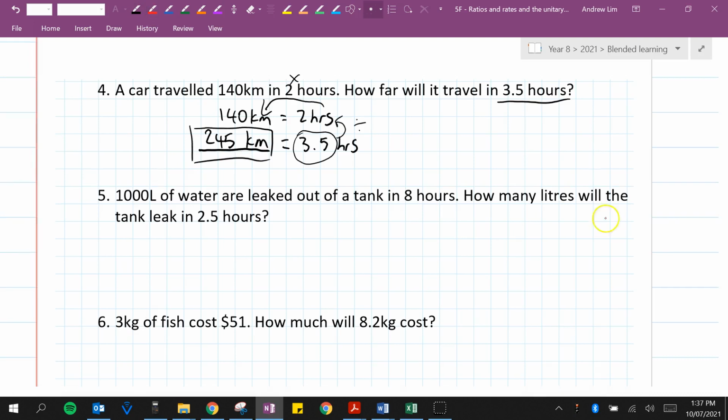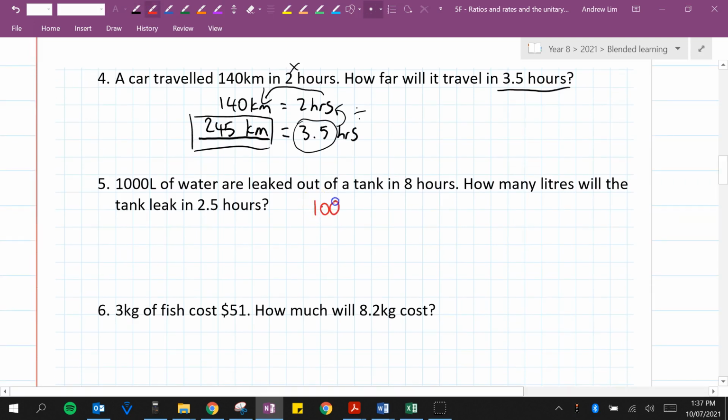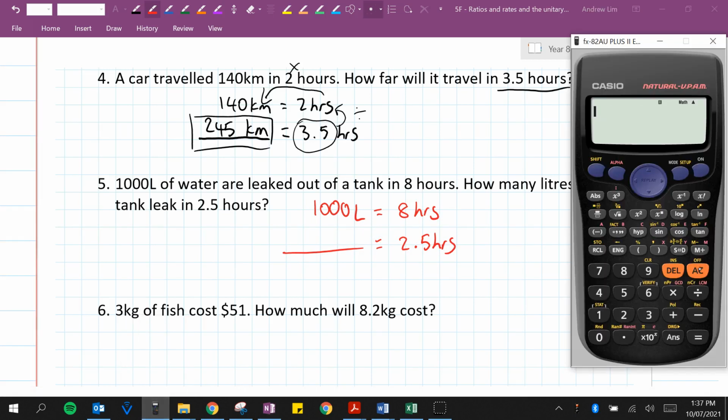Okay, I'll do another one for you. We've got 1,000 liters of water that leak out of a tank in 8 hours. How many liters will the tank leak in 2.5 hours? So I'm going to take my bottom number, 2.5. I'm going to divide by the number that's above it, which is 8. And I'm going to times it by 1,000, the number that's across it.